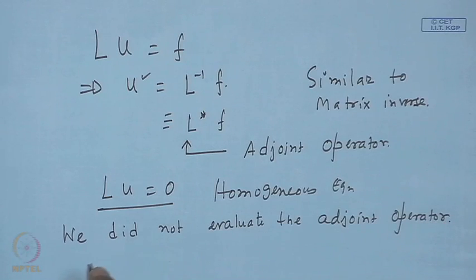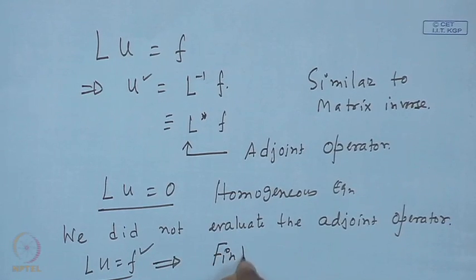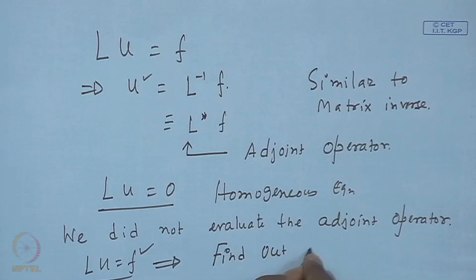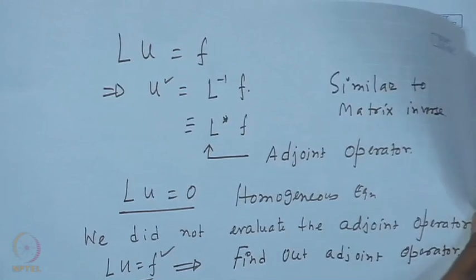What we did, we just worked with the operator and got the function, got the solution. But in the case of L u is equal to f, when there is a source of non-homogeneous governing equation, you need to find out the adjoint operator. Now, there are certain steps to go through it.